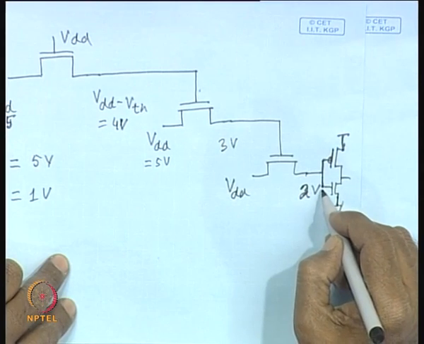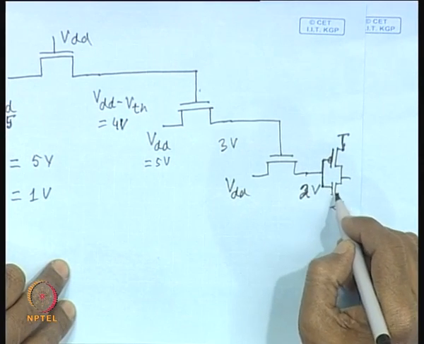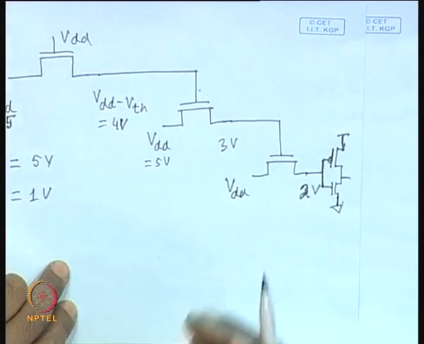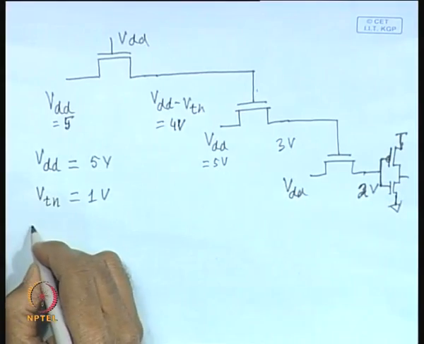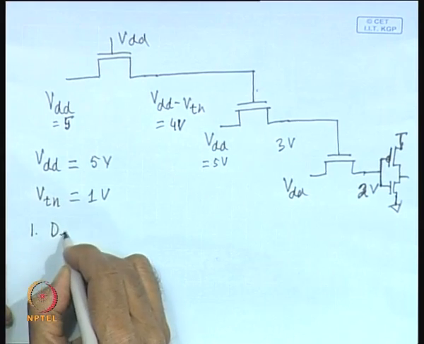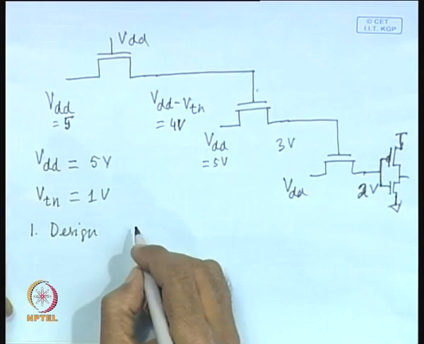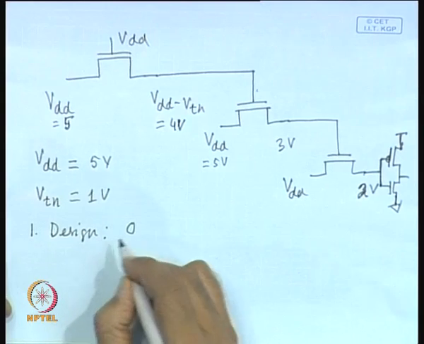That means, with 2 volt as the input voltage to the gate, as you know, the saturation current is proportional to VDD minus VTN square, and as a consequence the current will be significantly less, and the switching characteristic will be very inferior. So, from this we can say that one first design rule that you should use is one must not drive.